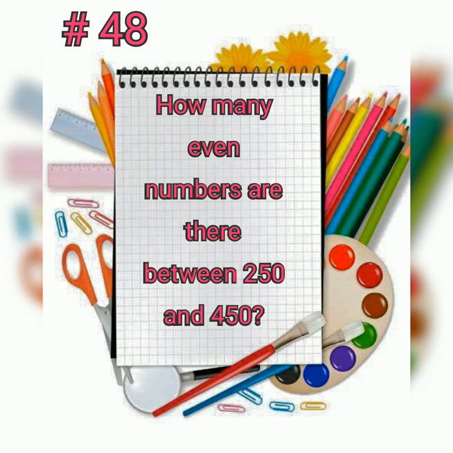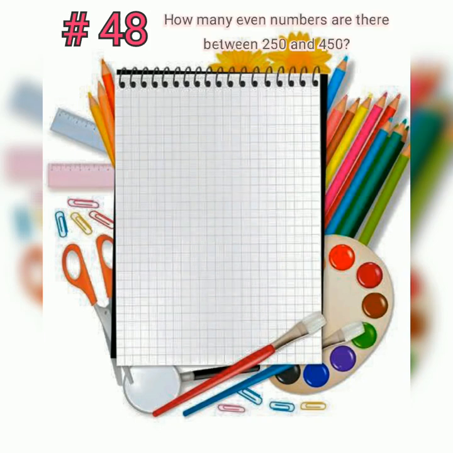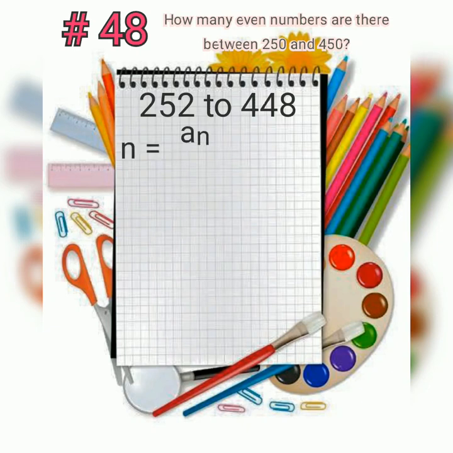How many even numbers are there between 250 and 450? That is the same as finding the number of even integers from 252 to 448. To find the number of terms, the formula will be n is equal to the last term minus the first term all over the common difference plus 1.